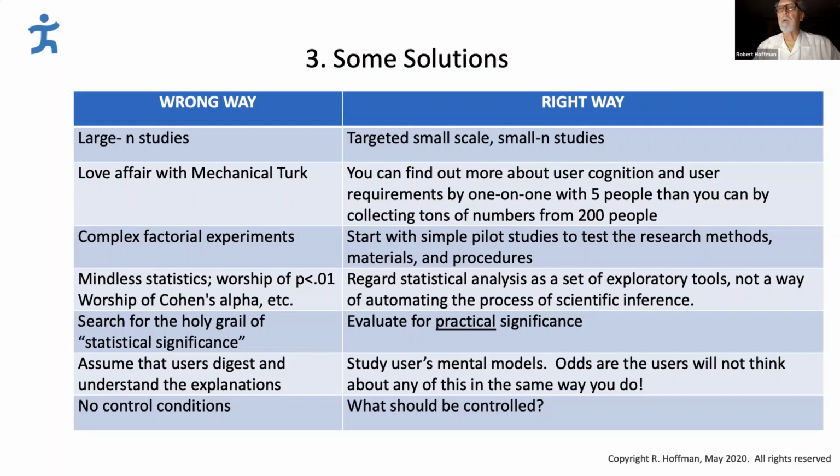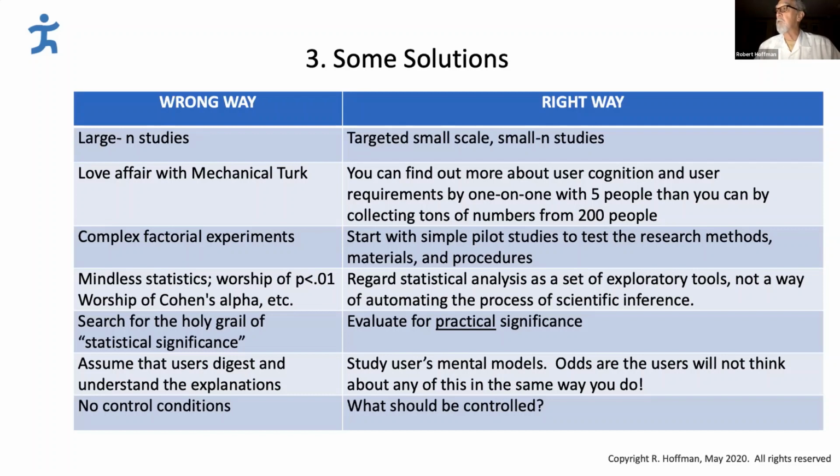Complex factorial experiments: computer scientists love to jump in and have complex experiments without clearly stated hypotheses, without clear operational definitions of their dependent and independent variables, and all these things that experimental psychologists would insist upon. Lots of mindless statistics, worship of 0.01 and statistical significance. Instead of regarding statistical analysis as a set of exploratory tools, it's taken as a way to escape responsibility for making sound scientific judgments.